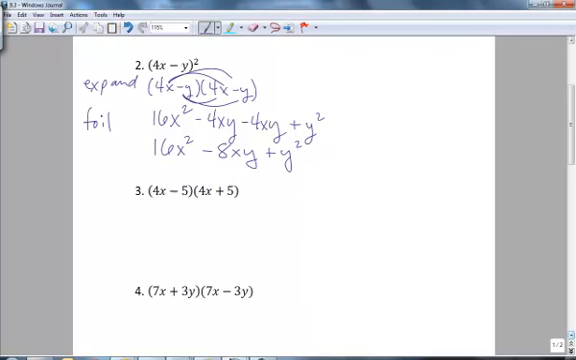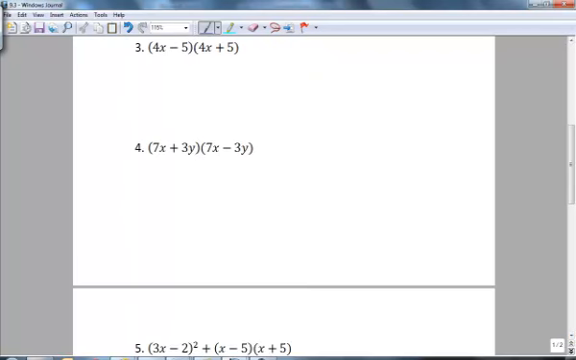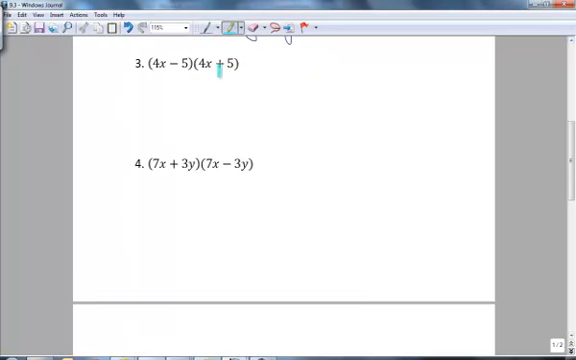Okay, we're going to look at 2 other unique patterns here. Let's start off with number 3. Please notice with number 3, that these 2 binomials are exactly the same, except for the sign between the 2 terms. They're opposites. This is a really important pattern that we will discuss in depth later, but we're just going to multiply it out for now. So we've got a binomial times a binomial. You already know how to do this.